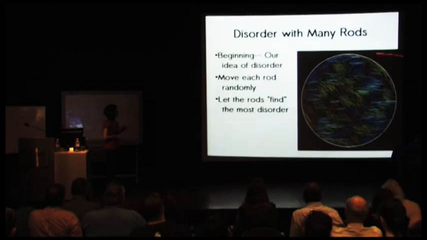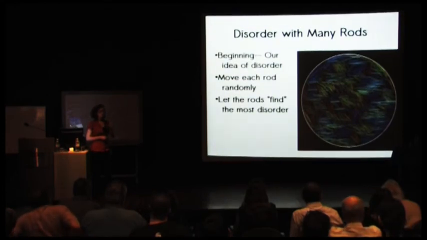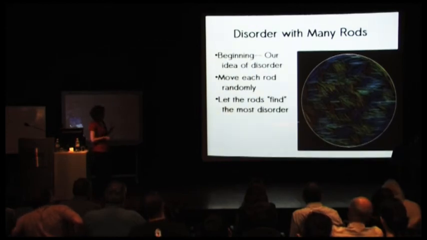So this is a static picture, so what we need to do is get the rods to interact with each other. Basically, we ask the computer to move each rod randomly, by position and by orientation, and in this way the rods can interact with each other and feel the space constraint. And this way they're able to find the most disorder.